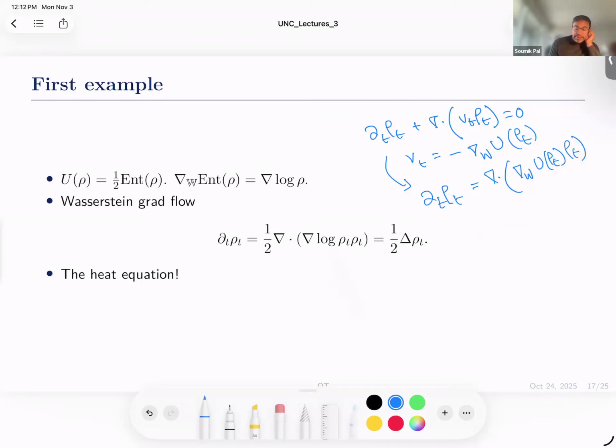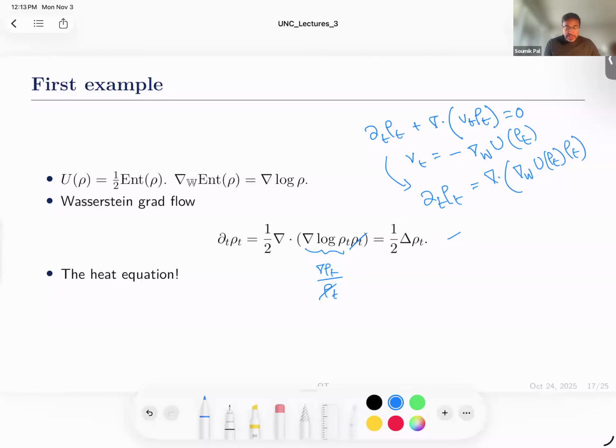And if I do the same thing here, I get the Wasserstein gradient is a score function. So 1/2 of the score function is the gradient of 1/2 entropy. And so the gradient of log ρ_t gives me the gradient of ρ_t over ρ_t. This ρ_t will cancel with that ρ_t. Divergence of gradient will give me the Laplacian, and I get ∂_t ρ_t is 1/2 the Laplacian of ρ_t. This is, of course, nothing but the well-known heat equation. So the solution of the heat equation is the Wasserstein gradient flow of entropy.